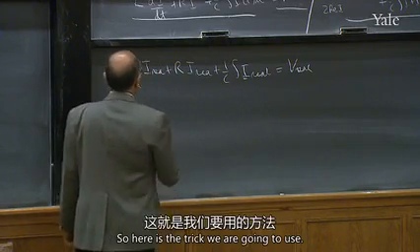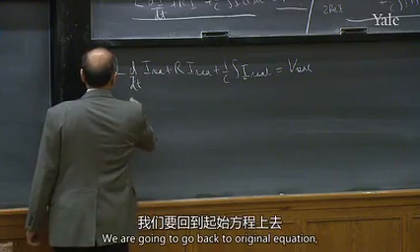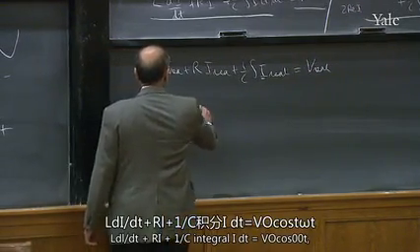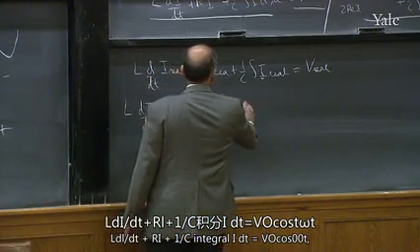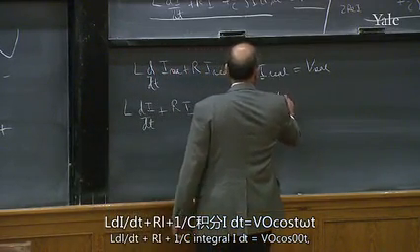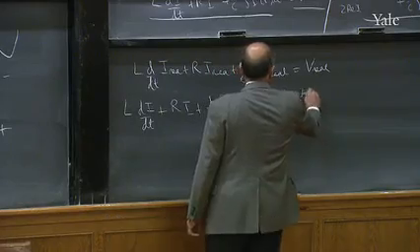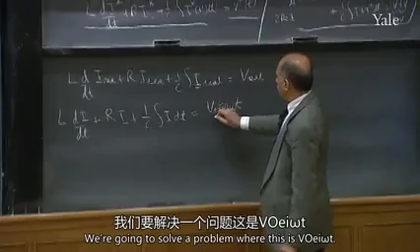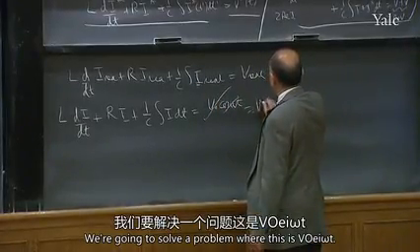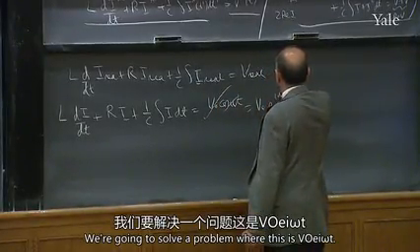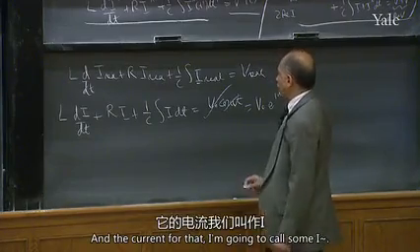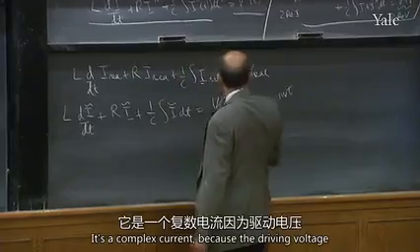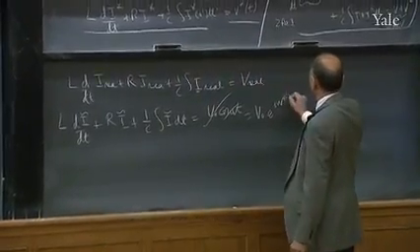So here is the trick we are going to use. We are going to go back to the original equation, L di dt plus Ri plus 1 over C integral I dt equal to V0 cos omega t. And we're going to solve a new problem. We're going to solve a problem where this is V0 e to the i omega t. And the current for that, I'm going to call some I twiddle. It's a complex current because the driving voltage is a complex voltage.